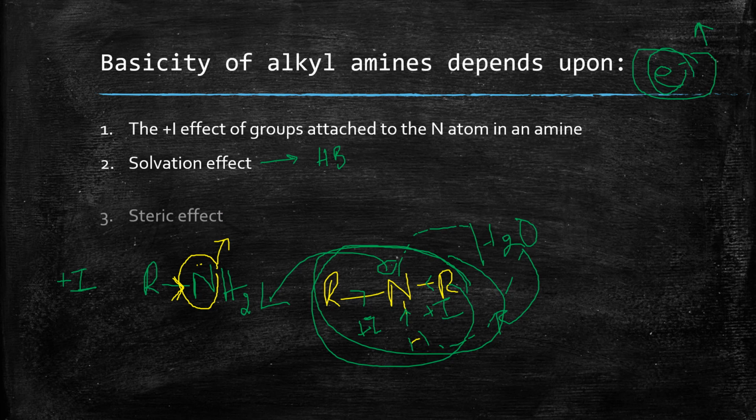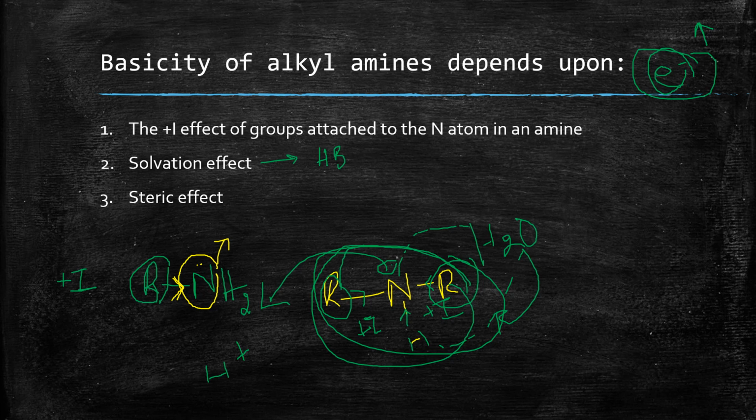Why? Because this is stabilizing it in the solvated form, which we will discuss in detail in the further slides. Let's first see the third effect, that is the steric effect. For example, if H+ comes and wants to take this electron pair from nitrogen, this R will provide some steric hindrance. So this will be decreasing the basicity of amines.